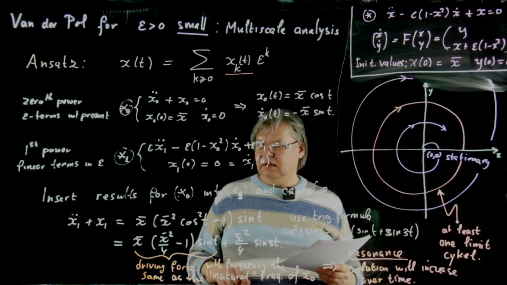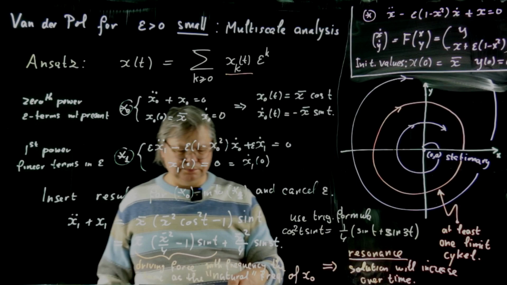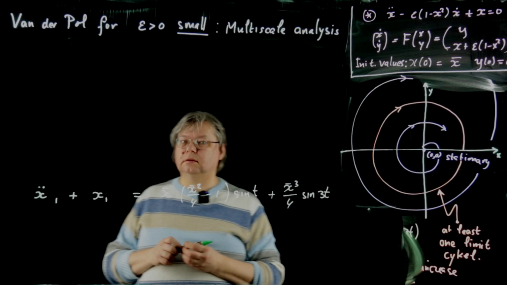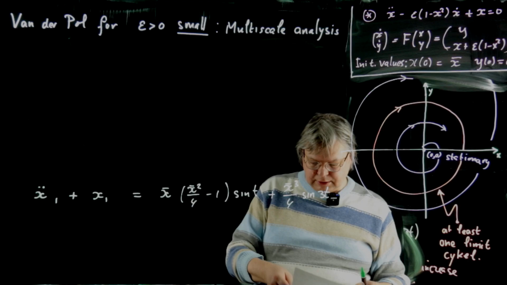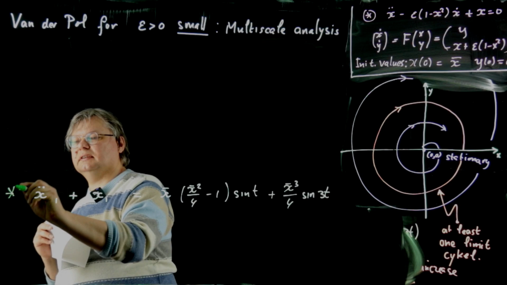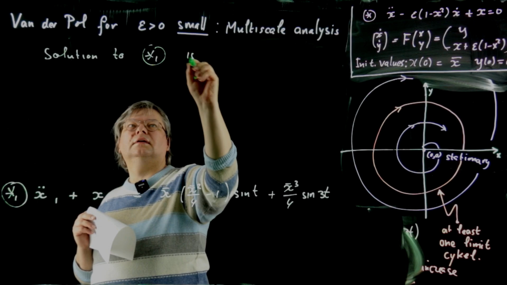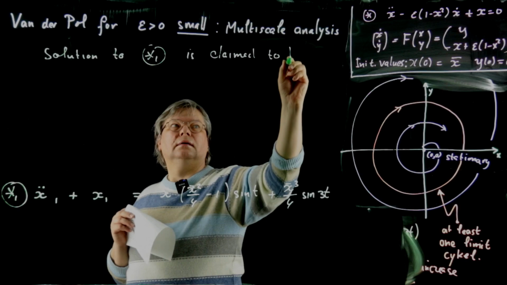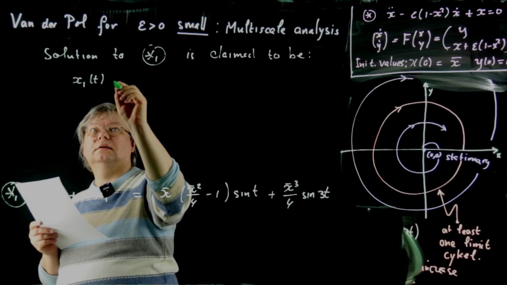It's not so simple. So what I will do is simply write down the solution and then verify that it is indeed the correct solution. Okay, I cleared the board a bit and recall that this is the differential equation for x1 and I want to solve it. I said I would solve it by simply writing down what the solution is and then checking that it is indeed correct. So this was star 1 and the solution to star 1 is claimed to be x1 of t equals.